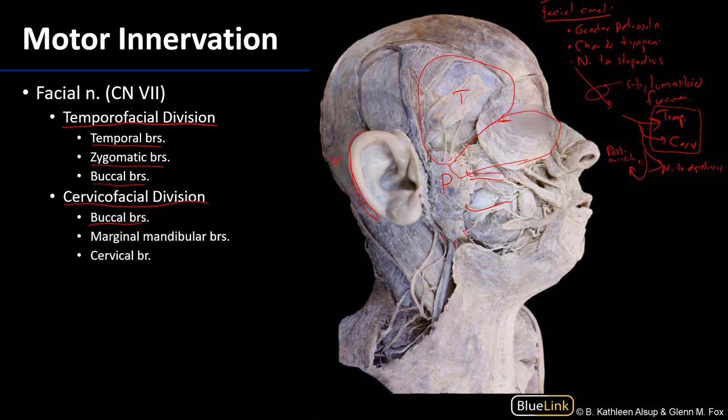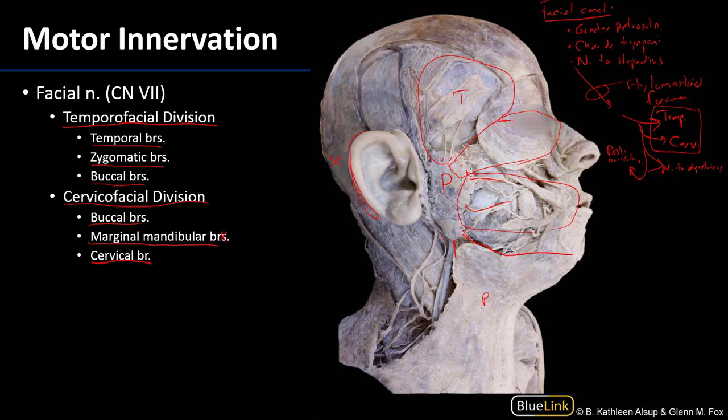The marginal mandibular branch, there is but one. It actually follows the inferior border of the mandible out. And then the cervical branch is heading inferiorly so as to innervate platysma.